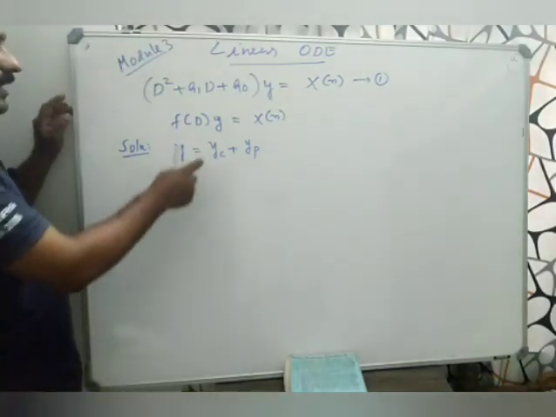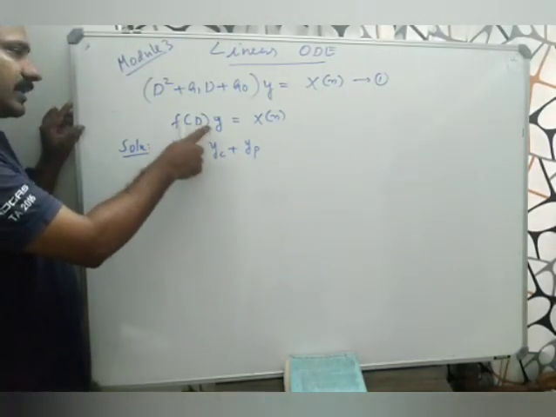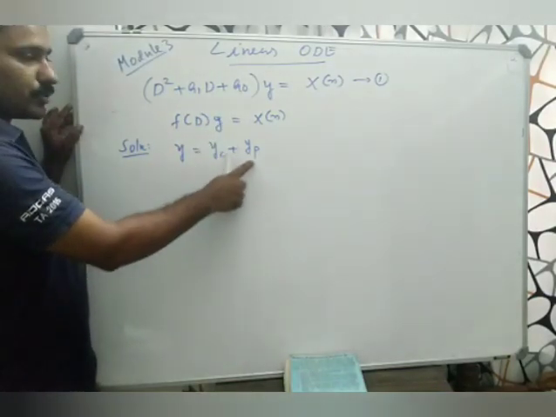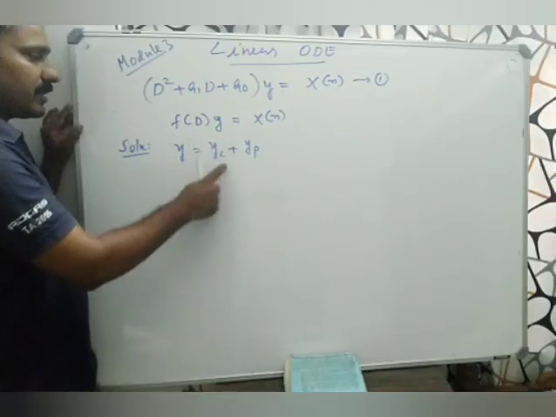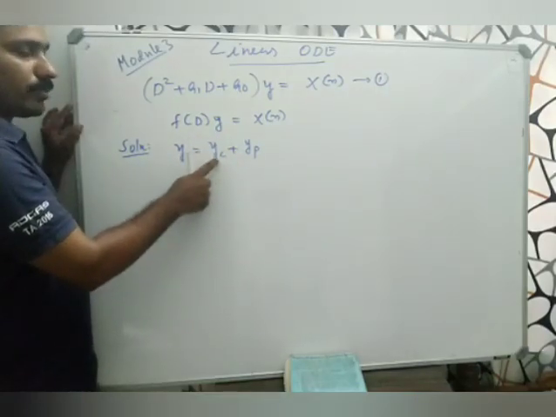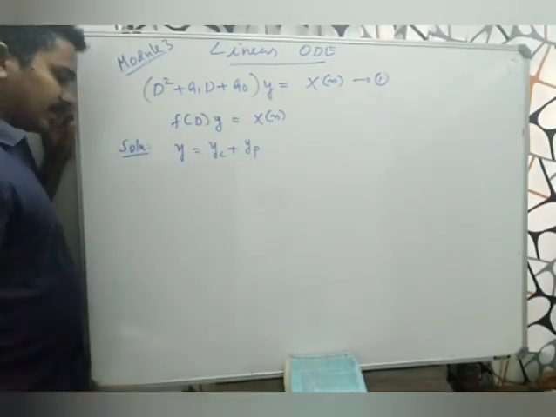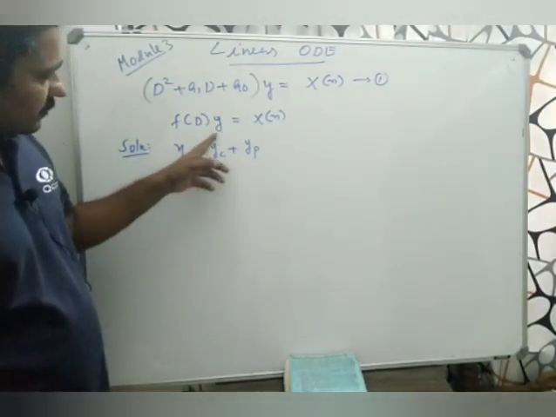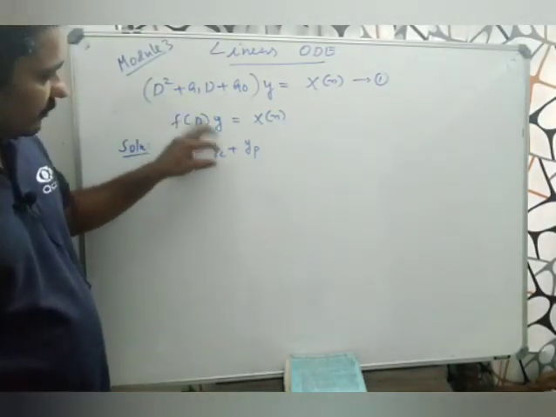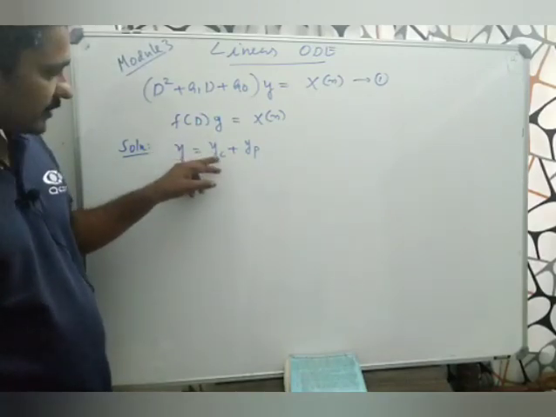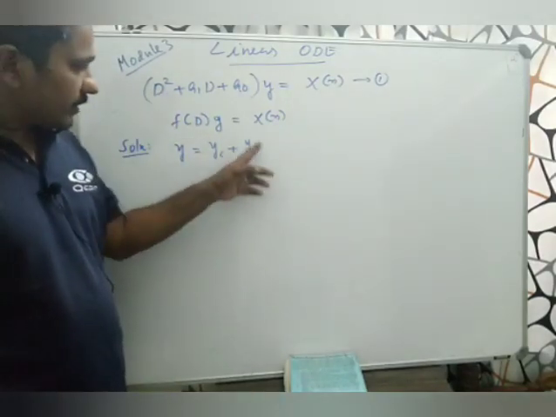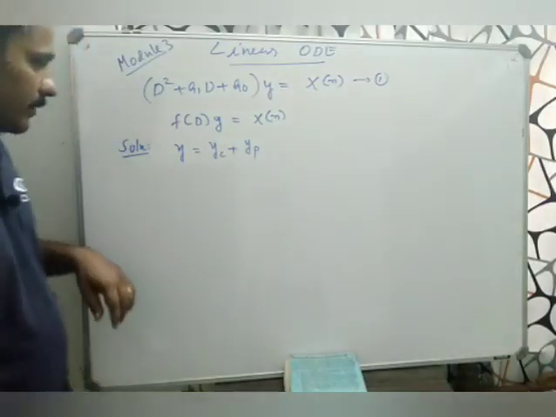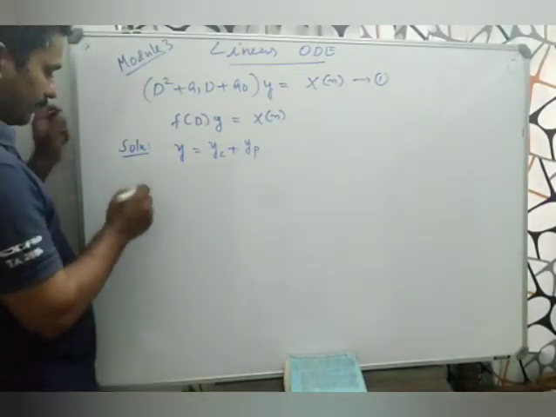All right, and we have seen in the last session that the solution of such a differential equation contains two different parts. The first part is the complementary function, and the other one is the particular integral. We have seen in detail how to find the complementary function. So today we are going to discuss the method of obtaining particular integrals.